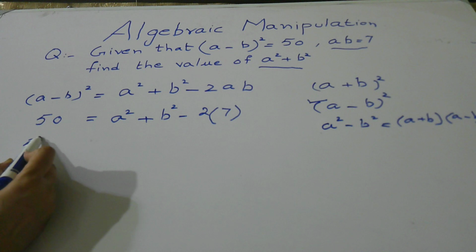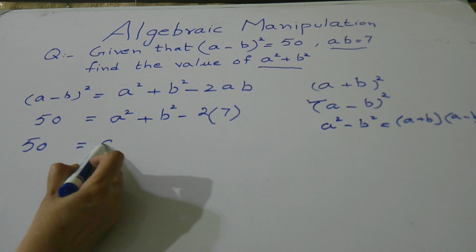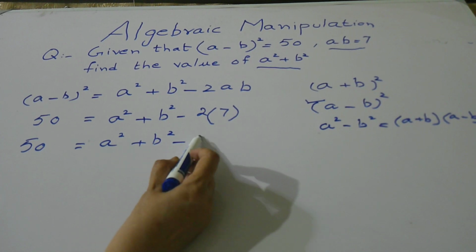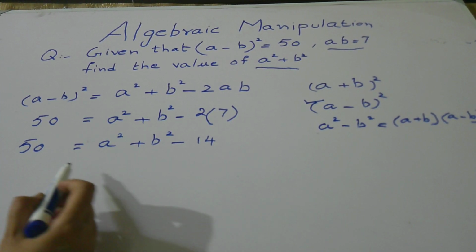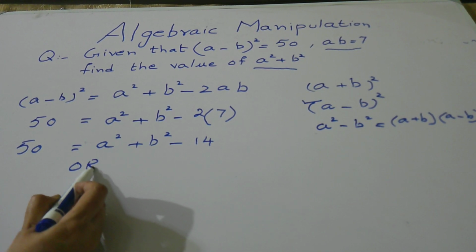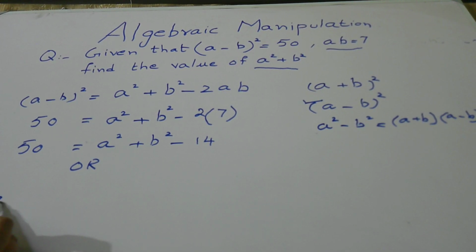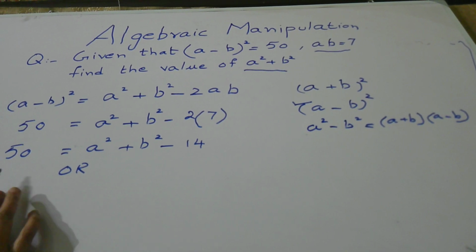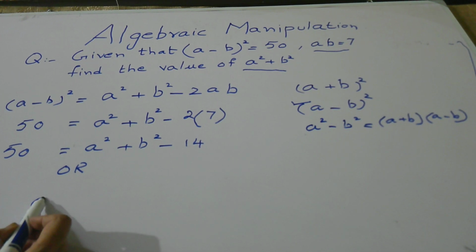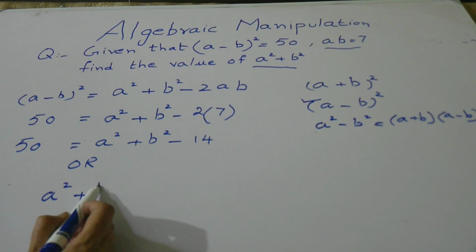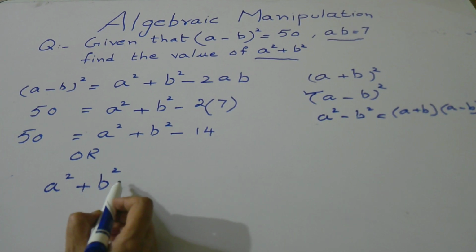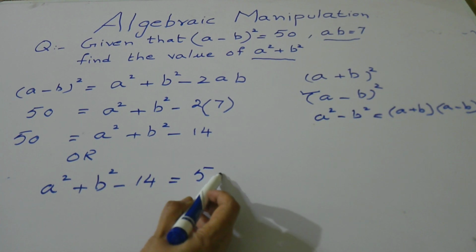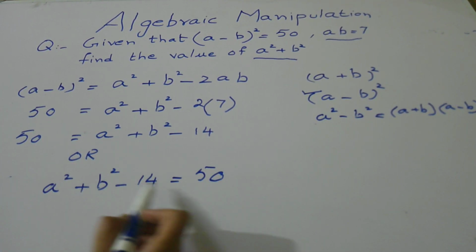So 50 is equal to a² + b² − 14, or you can write a² + b² − 14 is equal to 50, because both the sides are equal, so you can write like this.